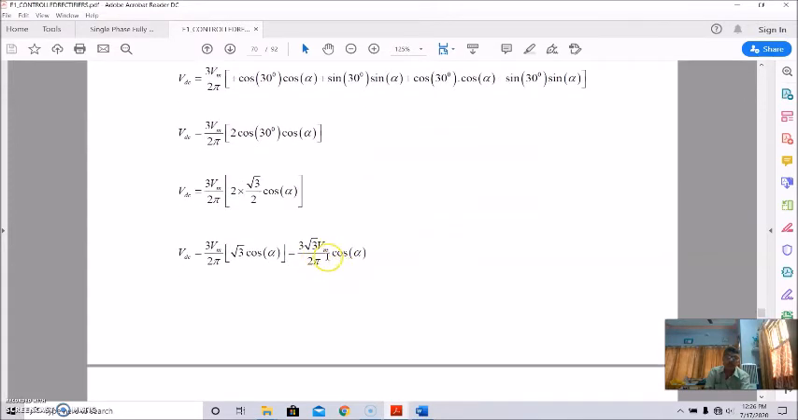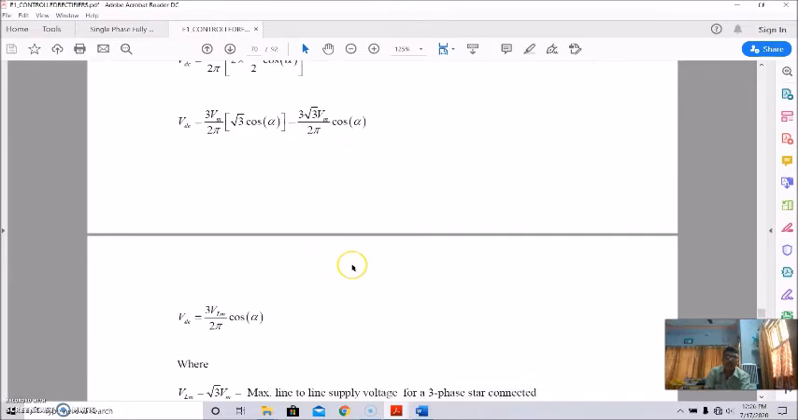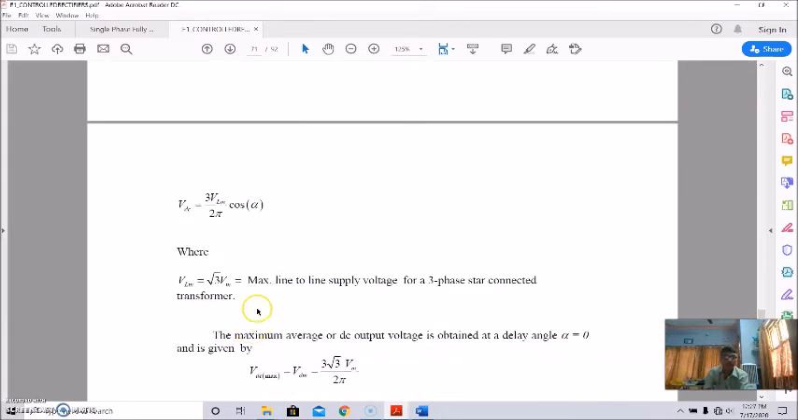So 3 root 3 Vm by 2 pi cos alpha. Okay. So VDC will be, this is actually 3 VLM, where VLM is the maximum line to line supply voltage for a three-phase star connected system. So this is equal to VLM. So it is 3 VLM by 2 pi cos alpha. As I told you, this VLM is root 3 Vm.